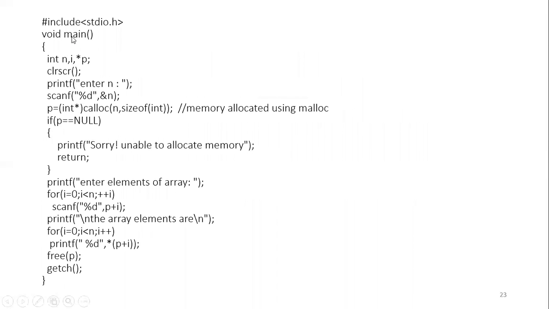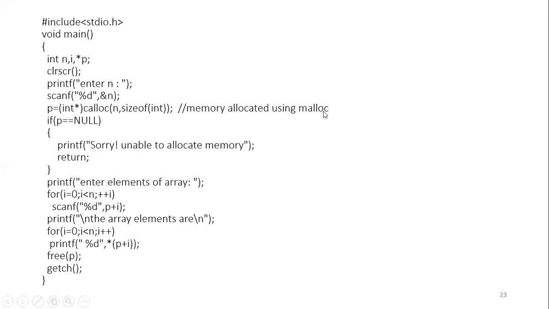Here we are seeing an example program using calloc. I am taking p as an integer pointer, and n and i as normal integer variables, because I want to work with integer values. p is a pointer to integer. Here I am entering the value of n. I am allocating the memory by using calloc, typecasting with int star because p is of type integer pointer.